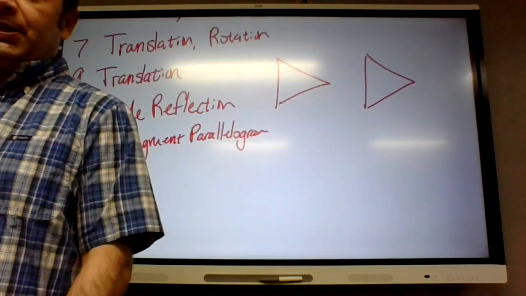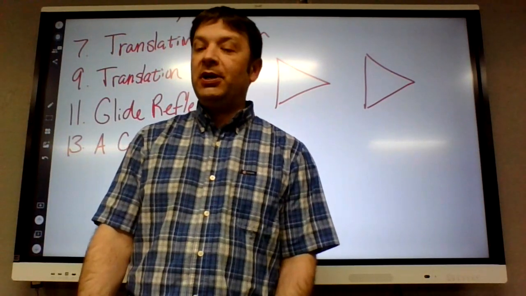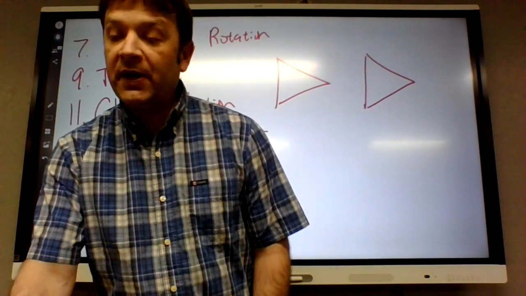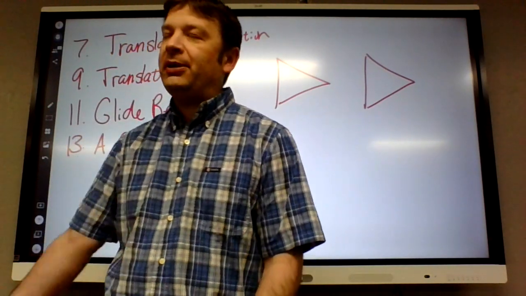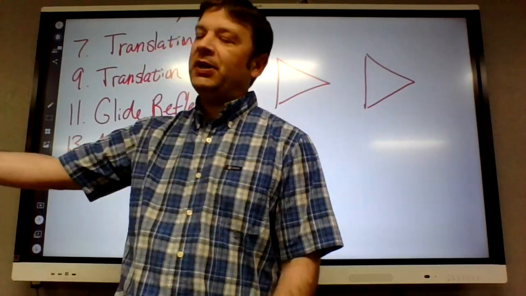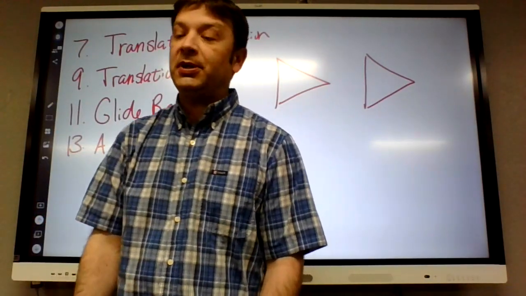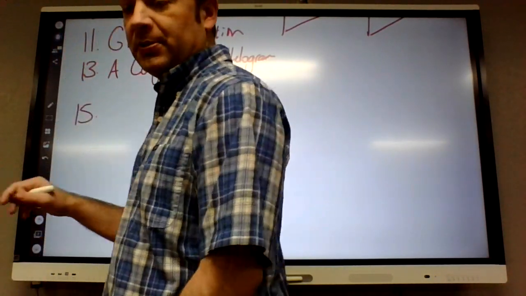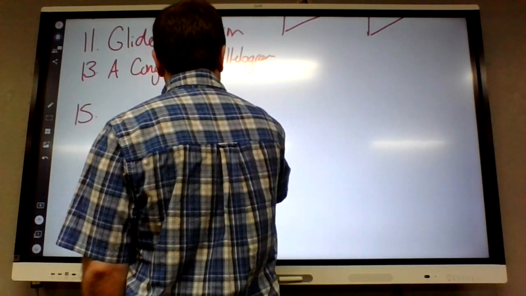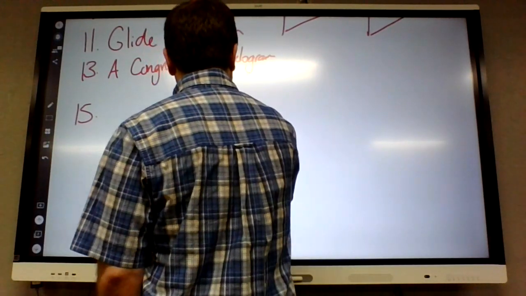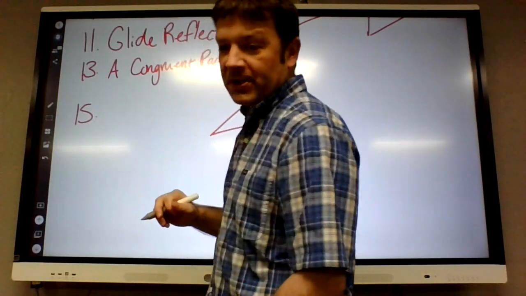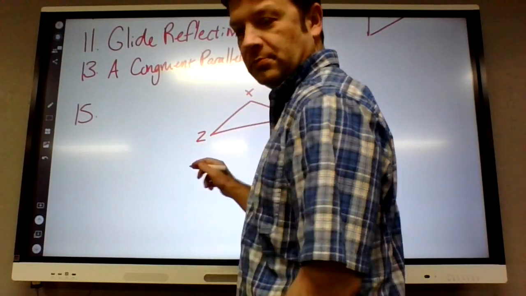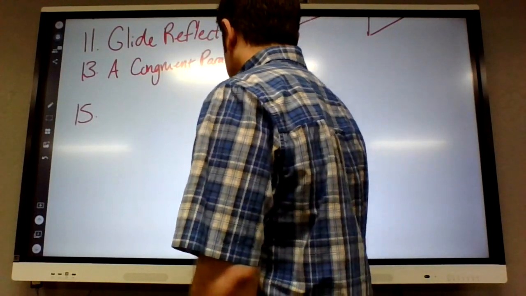Okay, 15. On 15, we are doing glide reflections using the vector that they give us. So we're going to slide with the vector, and then we're going to reflect over the vector. So we're using that green line twice. You're supposed to draw something that's very similar to what they drew. I wouldn't draw it too huge because then it'll take up a lot of space.